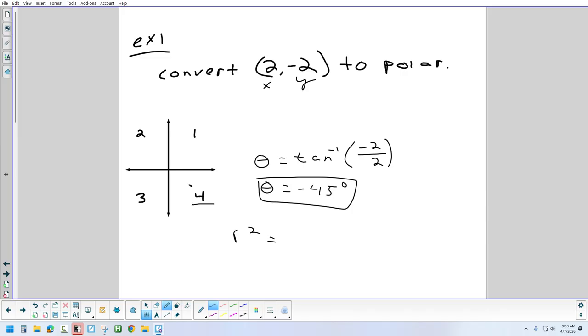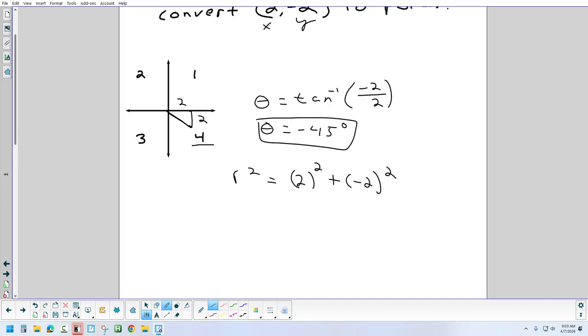So r squared equals 2 squared plus negative 2 squared. Now I'm really finding the hypotenuse right there. That's 2, that's 2. So what's 2 squared plus negative 2 squared? 8, right? 4 plus 4. And to get r by itself, what do we have to do on both sides? Take the square root. So r is the square root of 8.